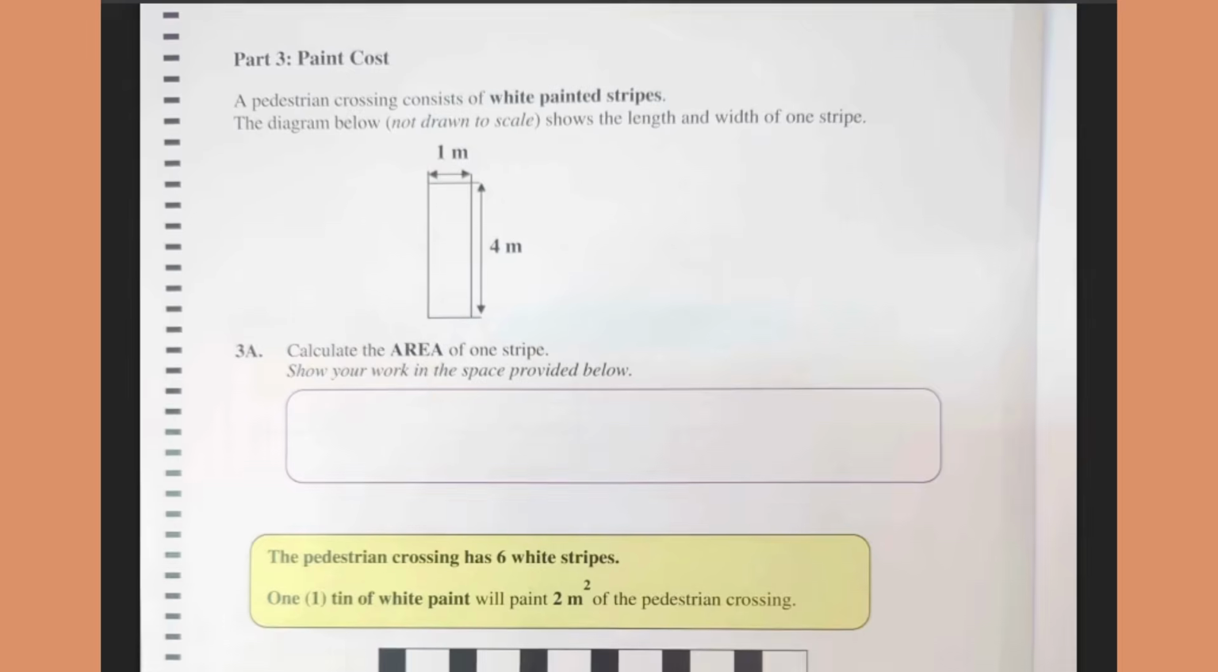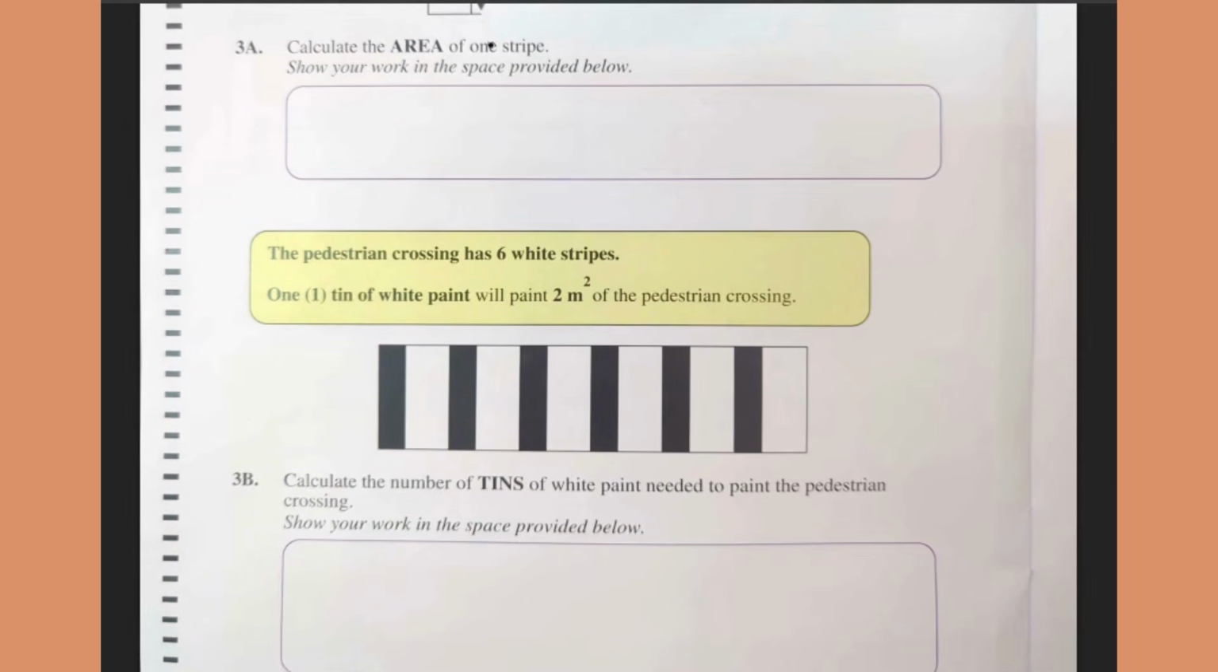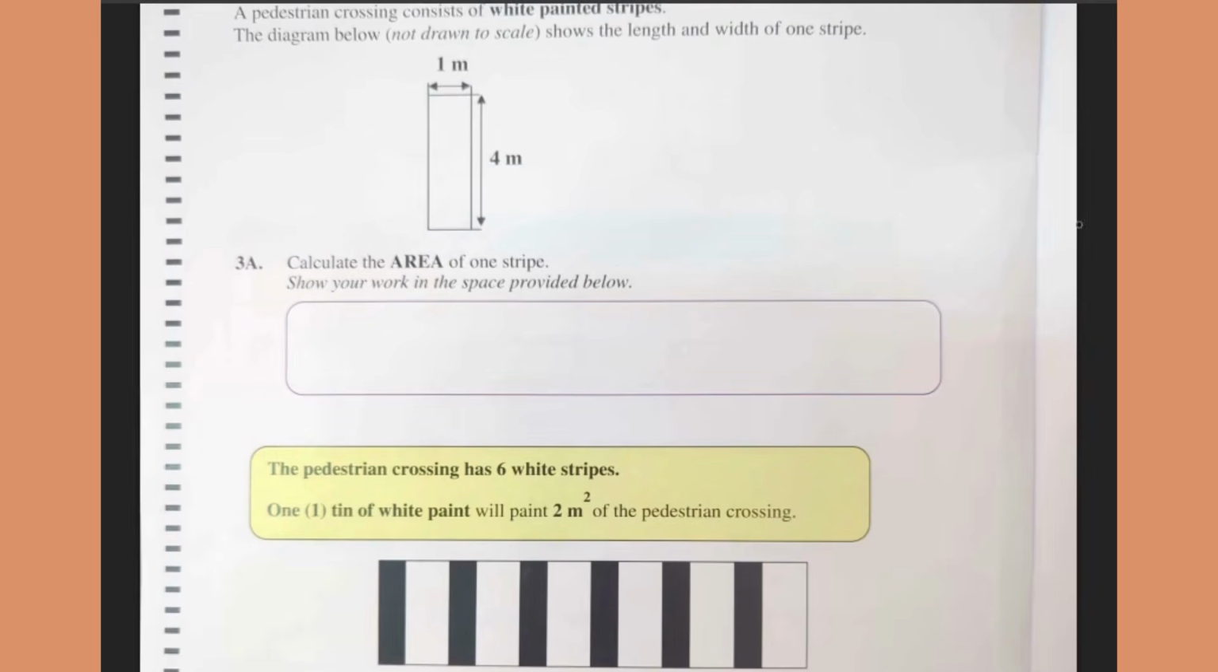Let's just look at part 3, paint cost. A pedestrian crossing consists of white painted stripes. The diagram below, not drawn to scale, shows the length and width of one stripe. So we're seeing the 1 meter showing the length, and the width is 4 meters. So let's just look at 3A. Calculate the area of one stripe. Show your work in the space provided.